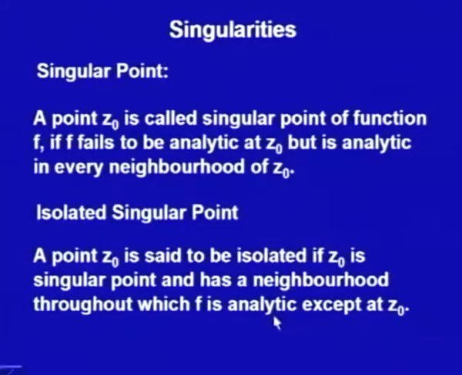So, we have defined a singular point where the function fails to be analytic. It is called an isolated singular point if it has a neighborhood throughout which f is analytic except at z naught. Then in that neighborhood we call it an isolated singular point, that is, its only singular point over there. Now, let us see what we have. We would relate it with the Laurent series.